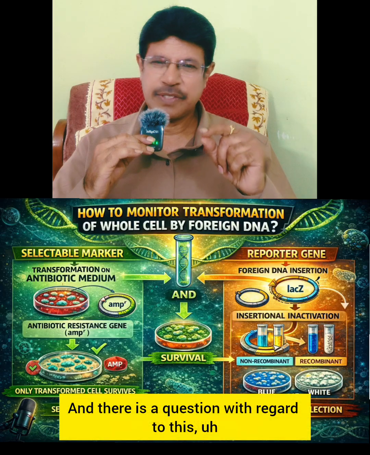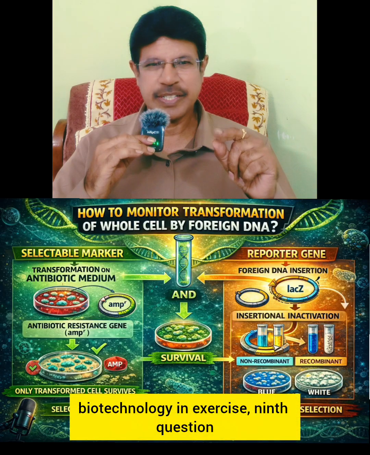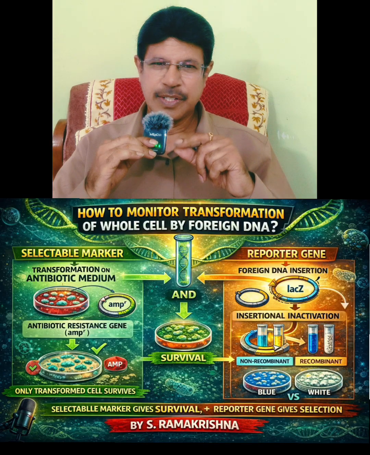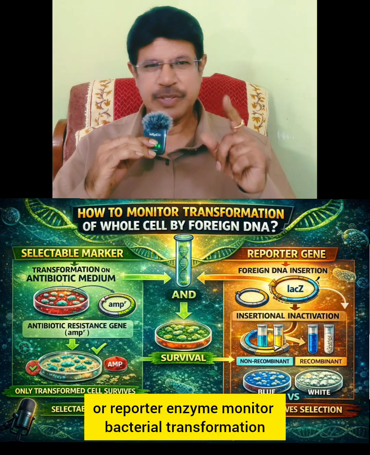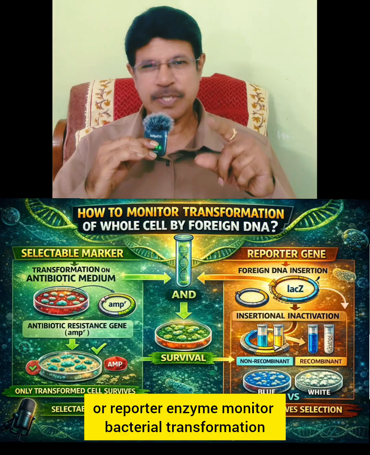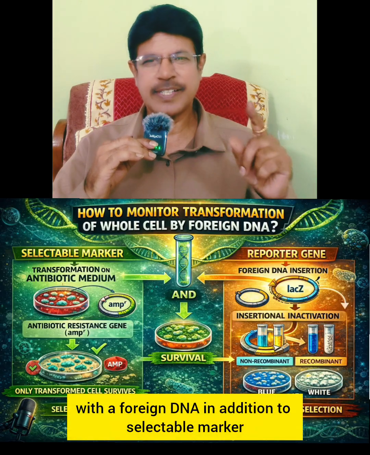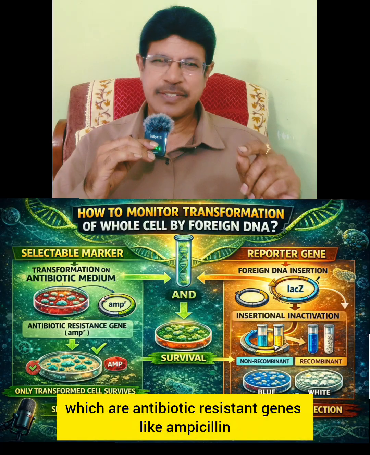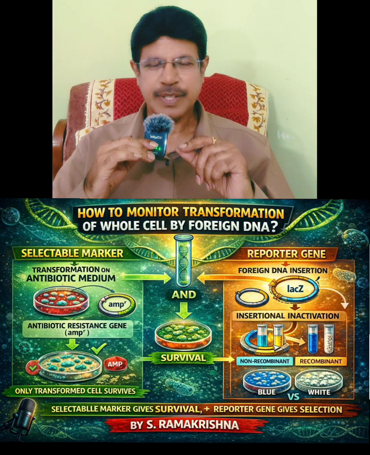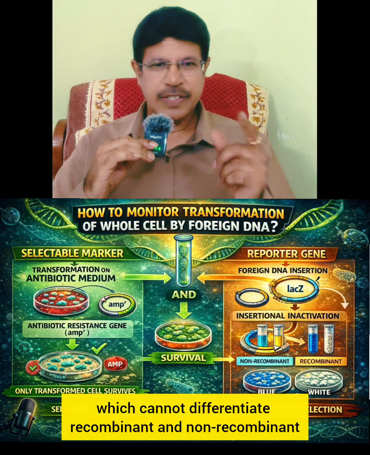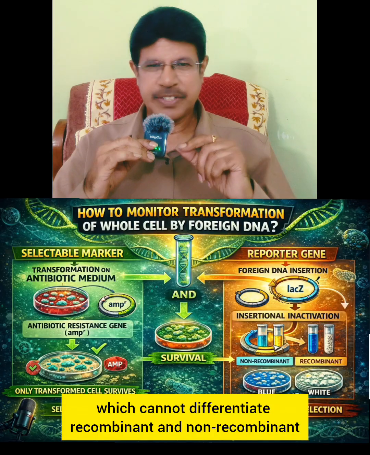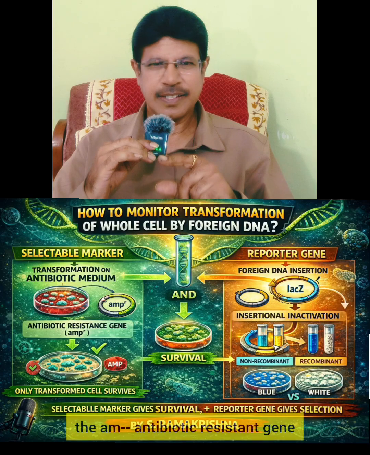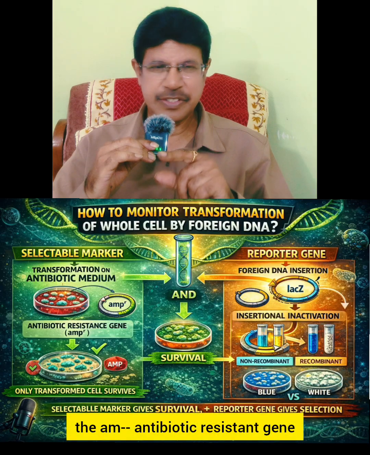And there is a question with regard to this in the biotechnology exercise, 9th question. Can you answer whether a reporter gene or reporter enzyme monitors bacterial transformation with a foreign DNA in addition to a selectable marker? The selectable marker, which are antibiotic resistant genes like ampicillin, cannot differentiate recombinant and non-recombinant. But for survival of the cells, the antibiotic resistant gene is required.